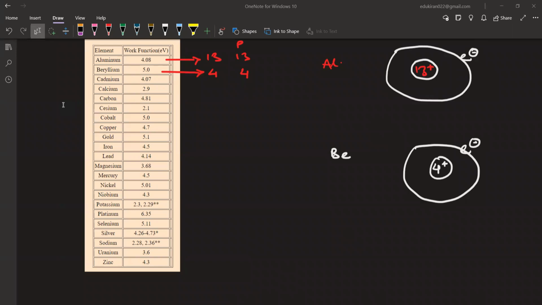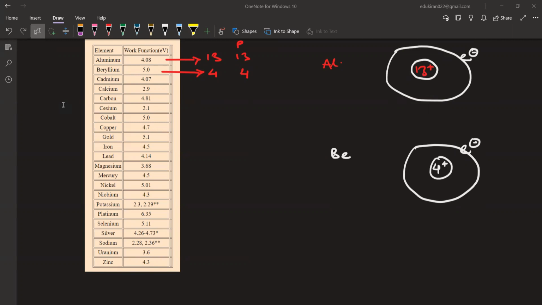Yes. Right. So now there was a conflict. Aluminium, which has 13 positive charge, is attracting electrons. It should be attracting electrons with a higher power, and its work function should be higher. That means it should require more energy in order to give the photoelectric effect. But what we are seeing is that beryllium is requiring more work function, or more energy, in order to show the photoelectric effect.